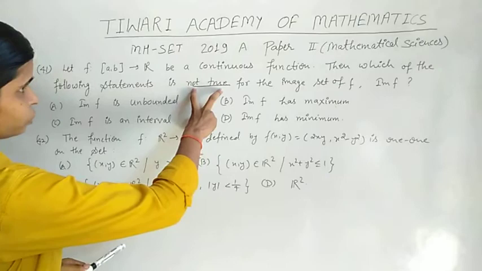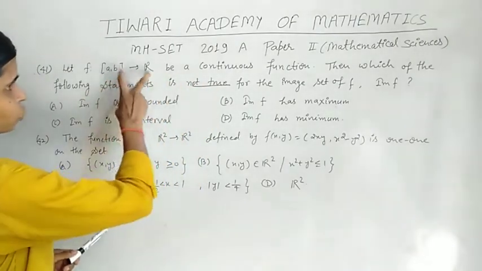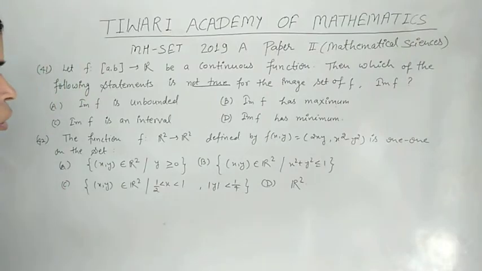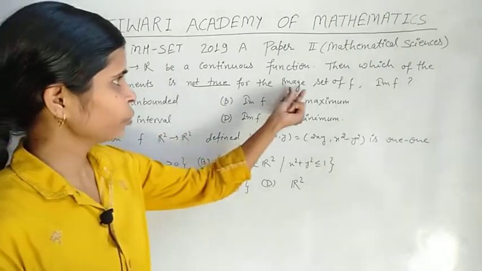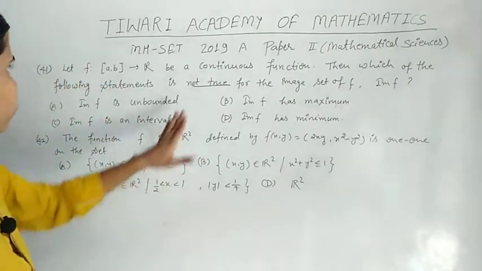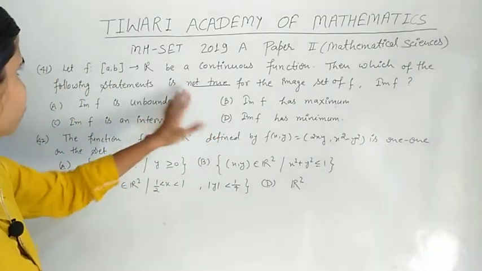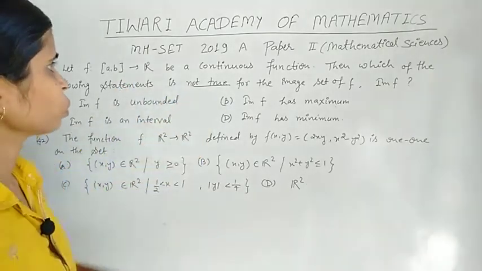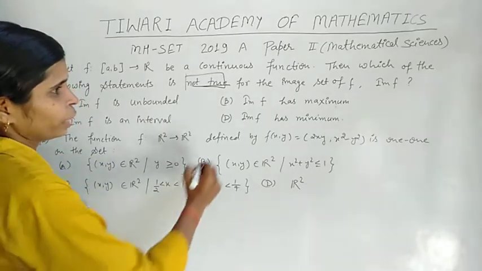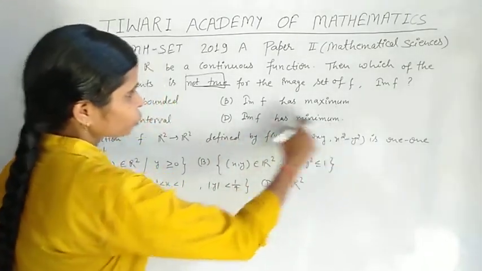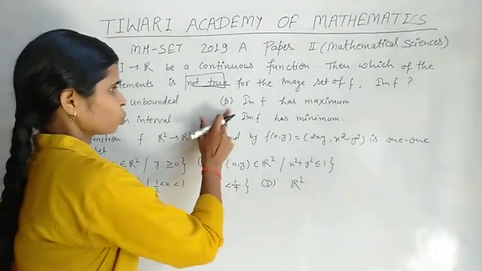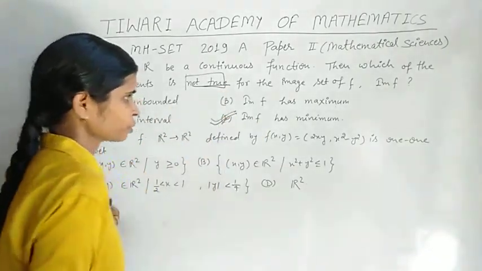We are asked which is not true. The function from this to this is a continuous function. Then find the image set of f, and among the statements, the one that is not true. So the image of f being unbounded is not true, and it is also not true, so we pick option D.